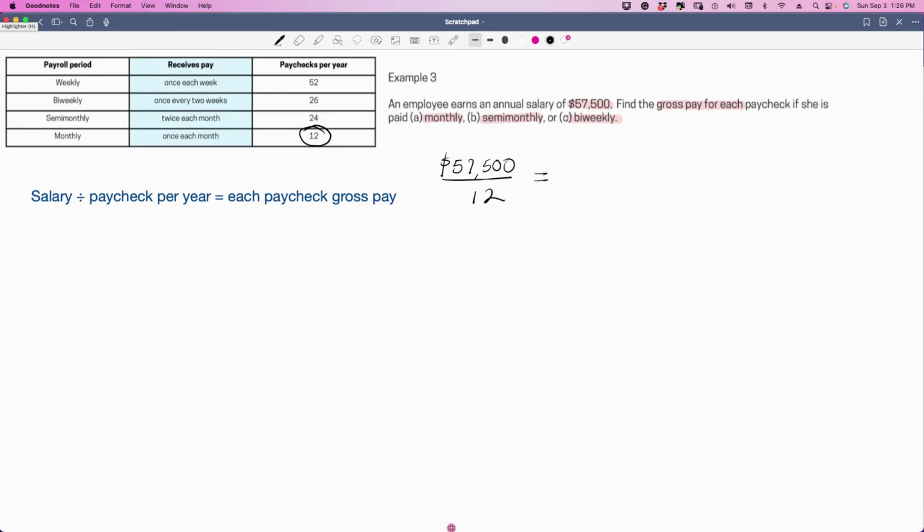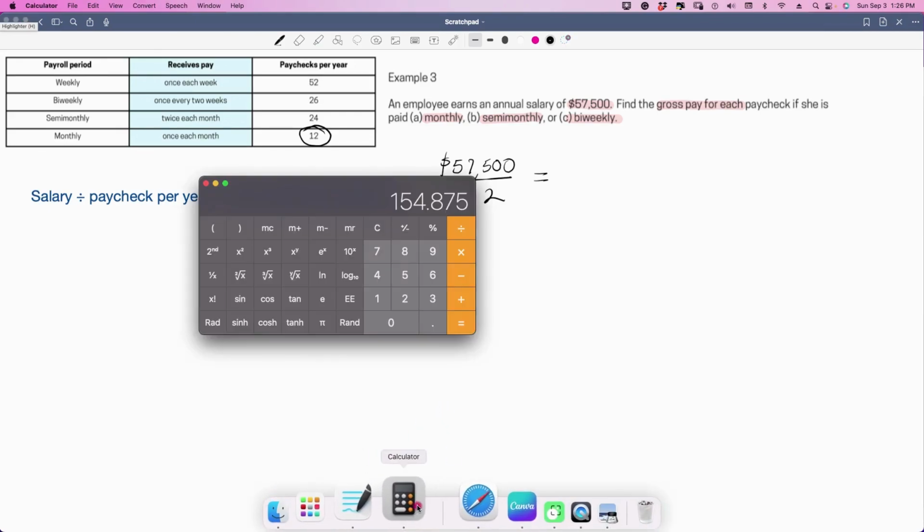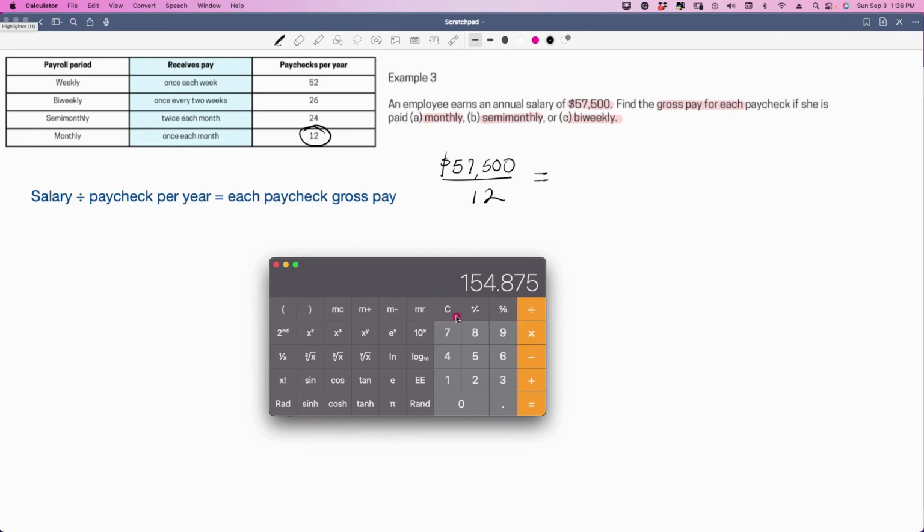Let me pull up my calculator. It's not wanting to pull up. There it is. So we're going to clear this, and we take $57,500 divided by 12, because that's the number of paychecks in a year, and she gets $4,791.666666. So this is going to round to 67, because we always round to two places when we're talking about money. So $4,791.67.